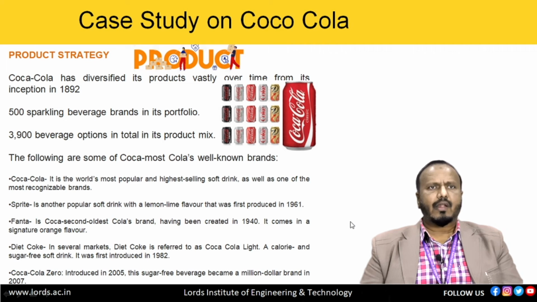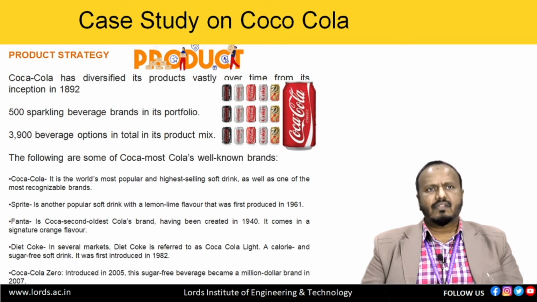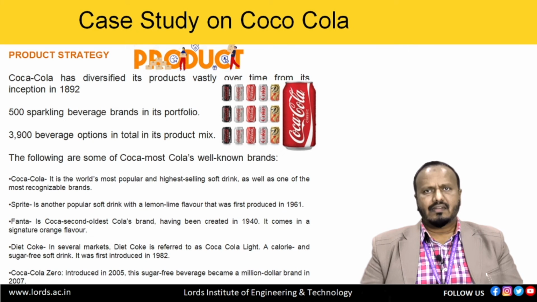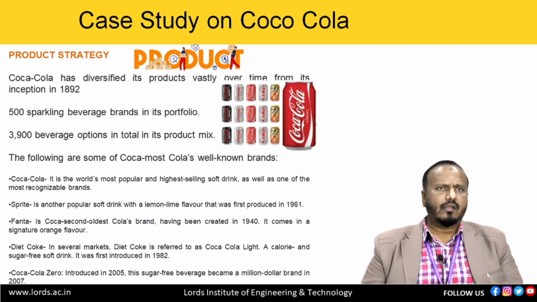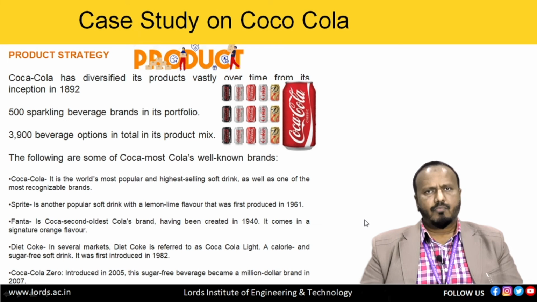And then they had Sprite, which is another brand. It was more lemon flavored. And then they had Fanta, which was created in 1940. It comes as a signature brand, which was in the orange flavor. Then we had the Diet Coke and Coca-Cola Zero, which were related to sugar-free and calorie-free products they have established. So this is basically the product.